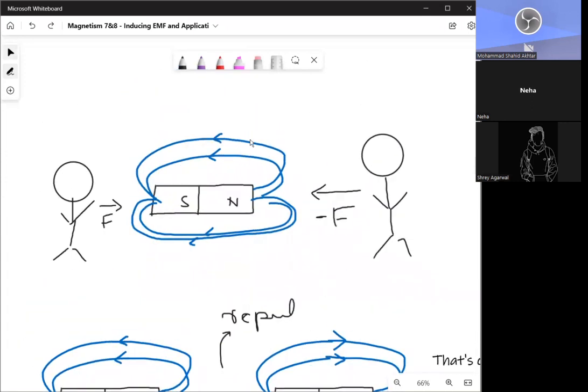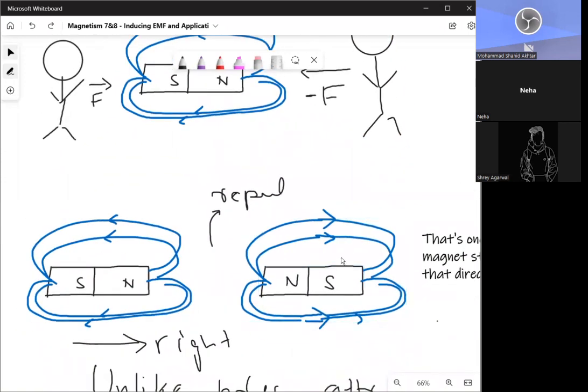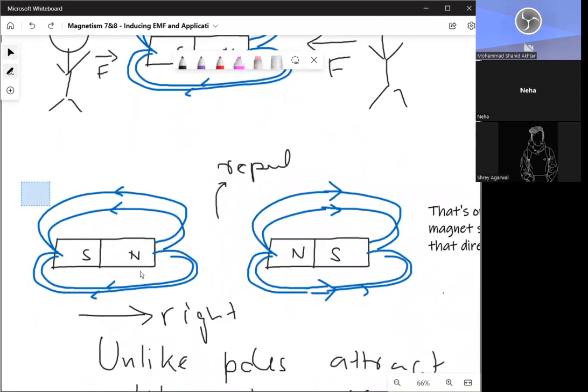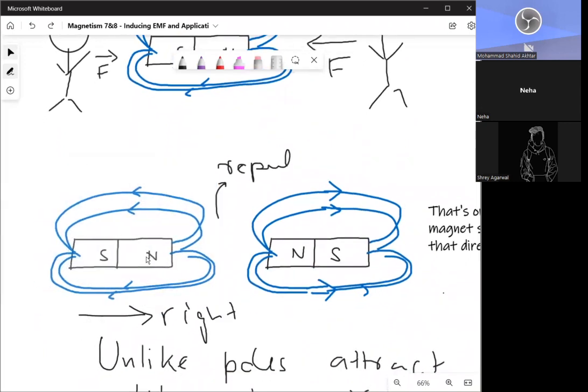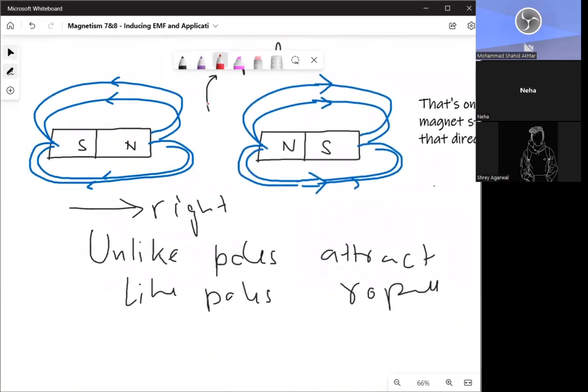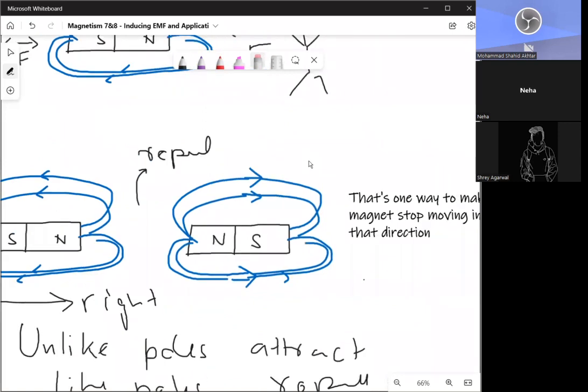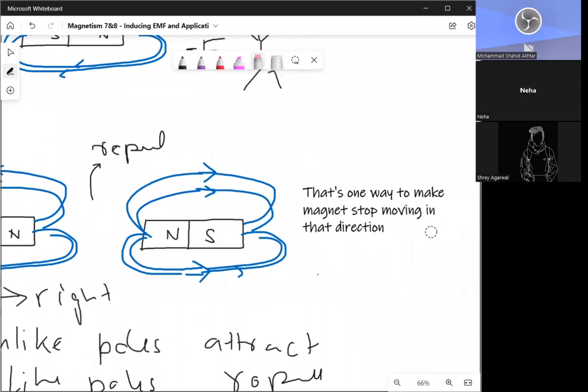We have something else pushing in our circuit. Let's say, now, instead of a person, can I bring a magnet? If this magnet was moving to the right, and then I bring another magnet with the same pole, we know that it will repel. Unlike poles attract, like poles repel. So if I want to stop it, there's another way. You can bring a magnet with the same pole. Exactly. Now that's one way to make the magnet stop moving in that direction.